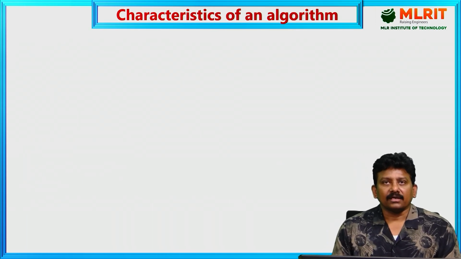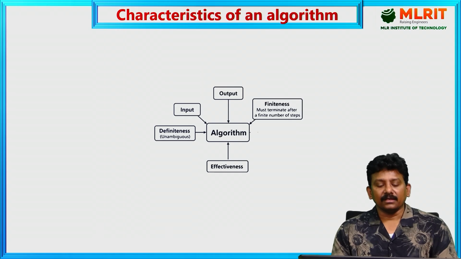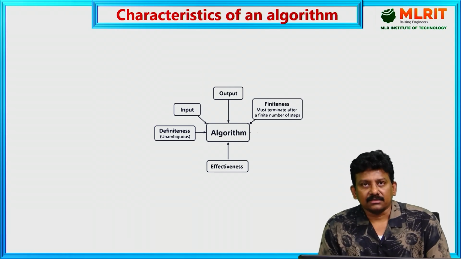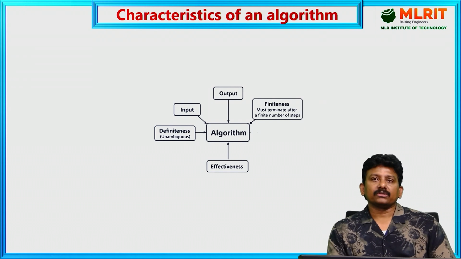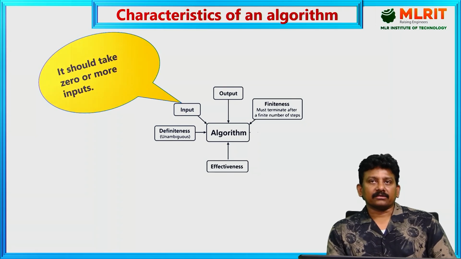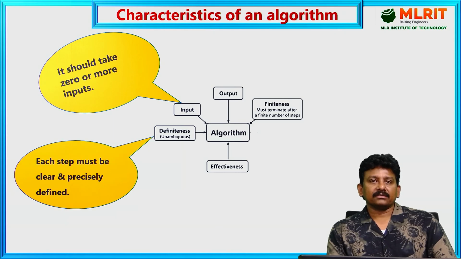Next topic, characteristics of an algorithm. The algorithm has some characteristics: input, output, finiteness, effectiveness, and definiteness. We will discuss them one by one. Input: it should take 0 or more inputs.